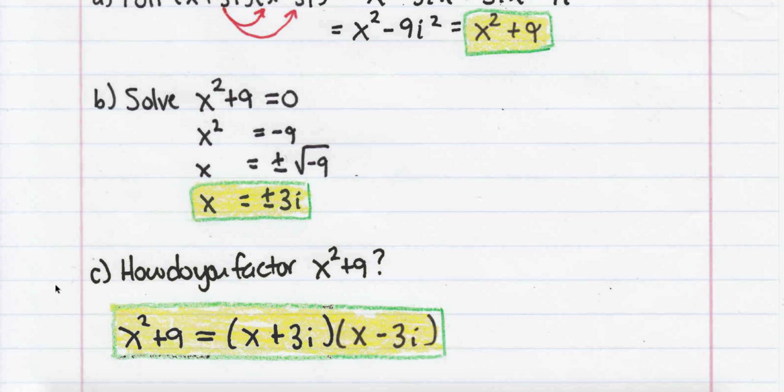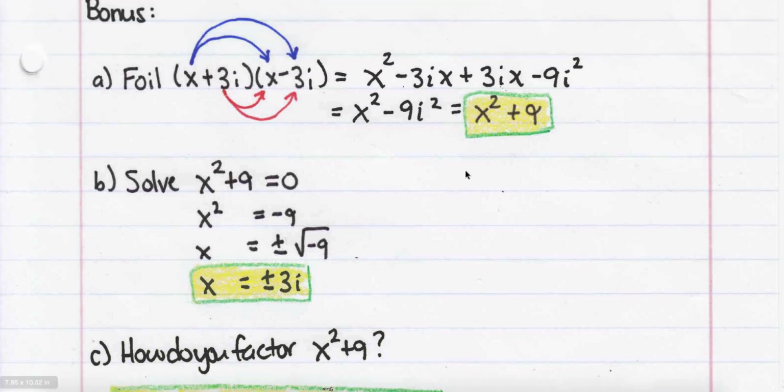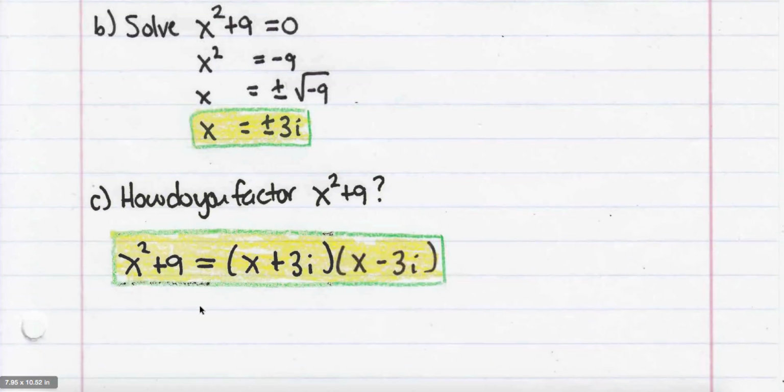And then part C, how do you factor x squared plus 9? Well, you simply look backwards to part A and go in reverse. Here's x squared plus 9. What did we start with? This. And so the way that you factor x squared plus 9 is to say (x + 3i) times (x - 3i). And those are the quiz solutions.